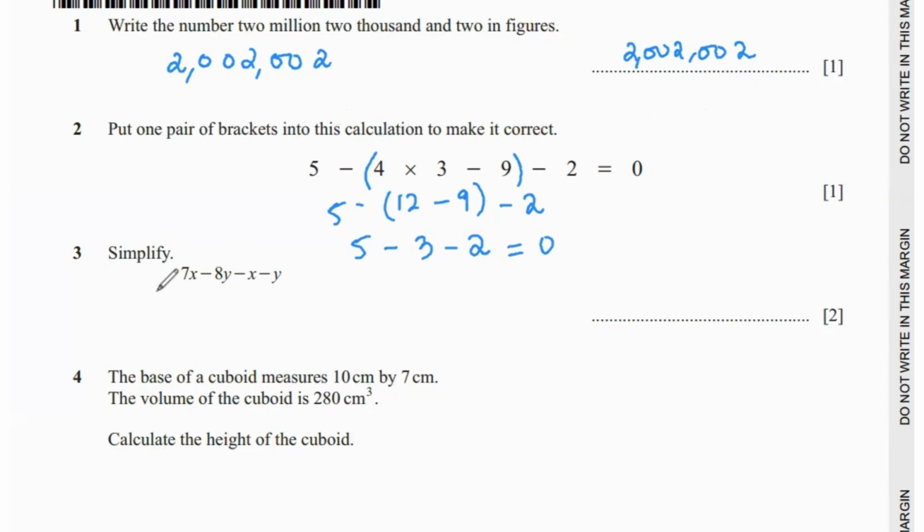Just remember when you're solving such questions, remember the rules of BODMAS, that you solve the bracket first. Inside the bracket, if there's multiplication and division, along with addition and subtraction, you do multiplication and division first, and then addition and subtraction.